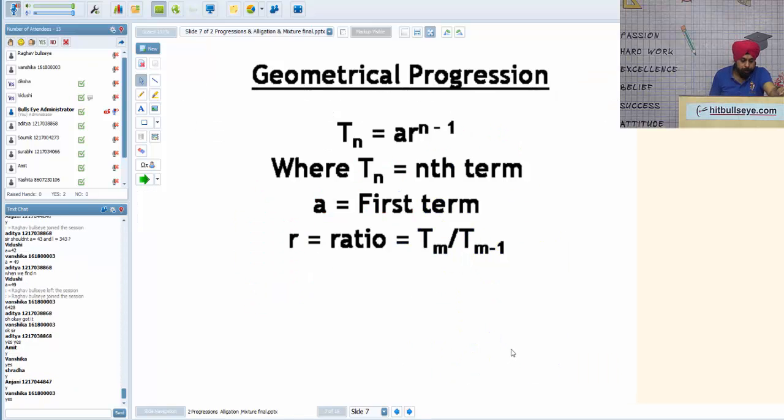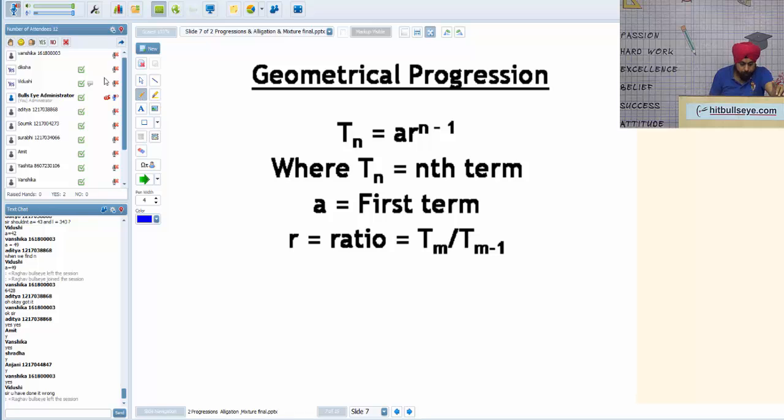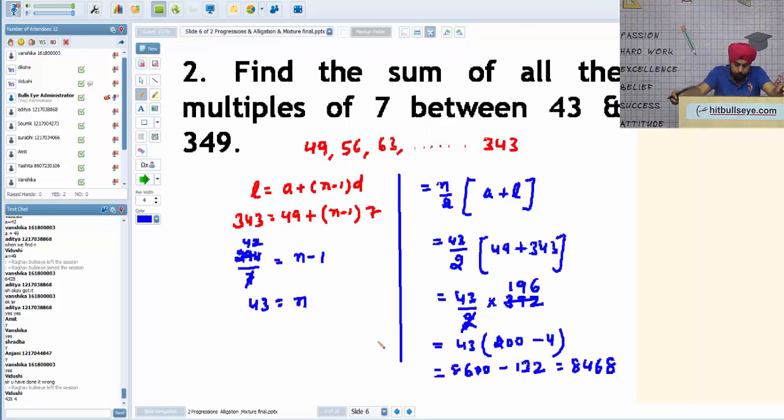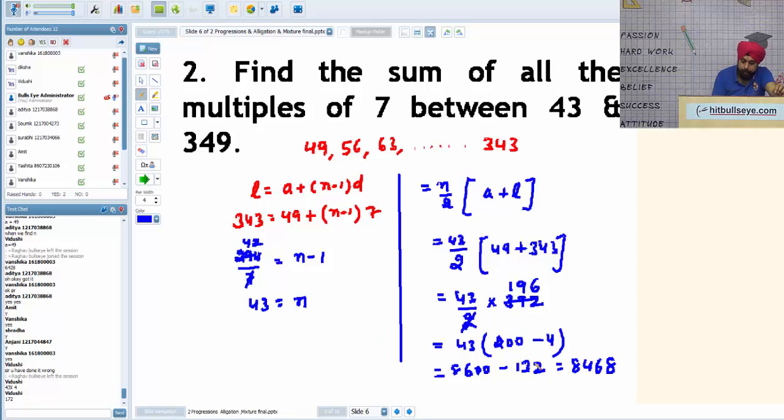Then GP, students. In geometric progression, it is not the difference which is common. Vidushi, what is wrong there? Please tell me. 43, oh sorry, I'm so sorry Vidushi. 43 into 4 is 172. You are perfectly right. Here I made an error, students, in calculation. So it was 172 which is subtracted. So the answer is 8428. Perfect. Thank you so much, Vidushi. That's great. So it is 8428, students.